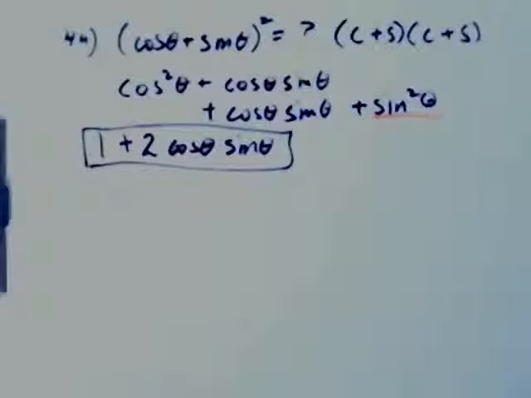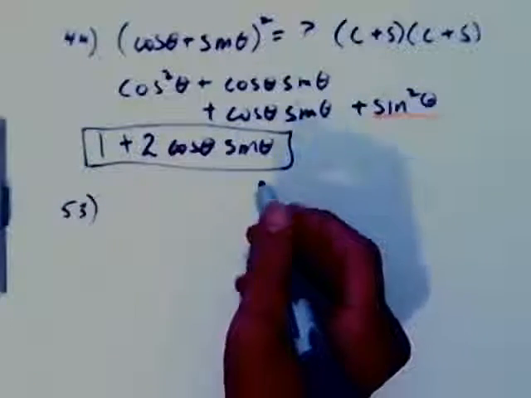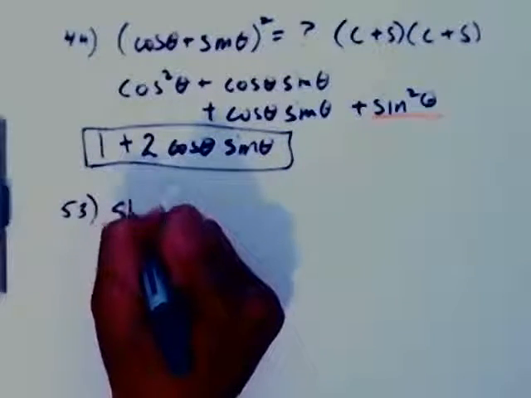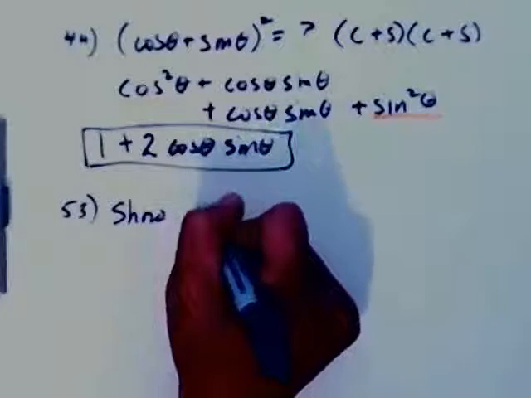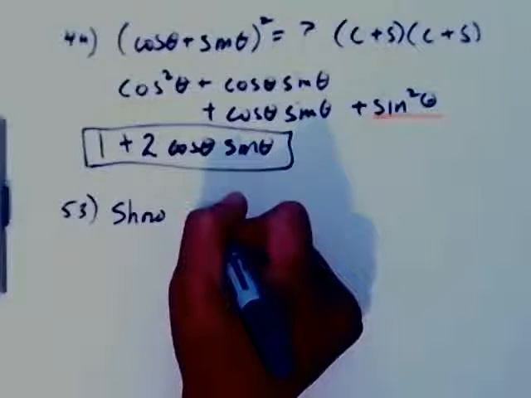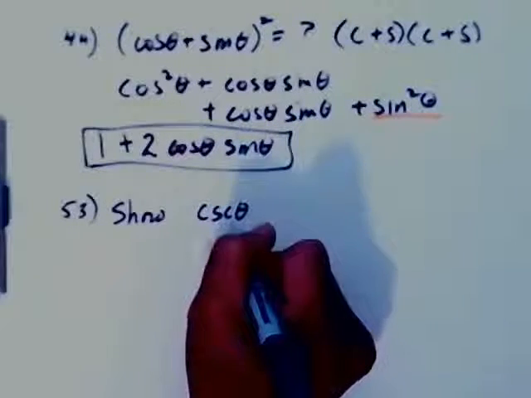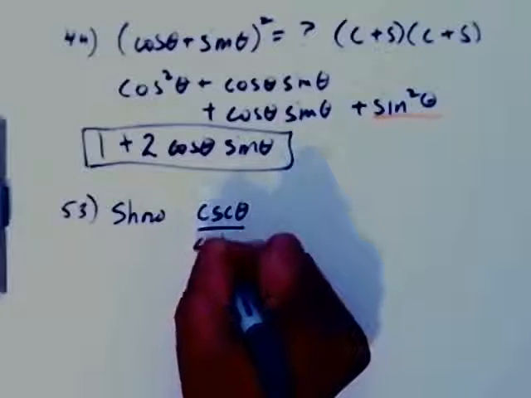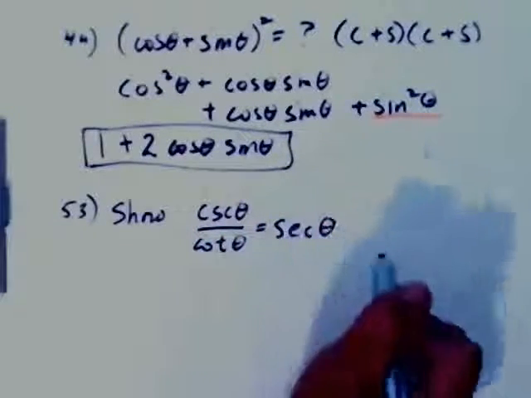53 seems to be a pretty good one. Show means prove, right, guys? These aren't that hard. It gets harder in chapter 2. So cosecant theta over cotangent theta. Show that that's equal to the secant theta.